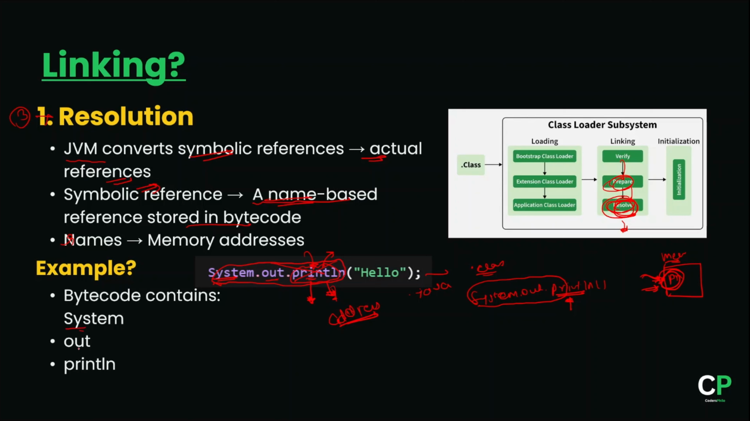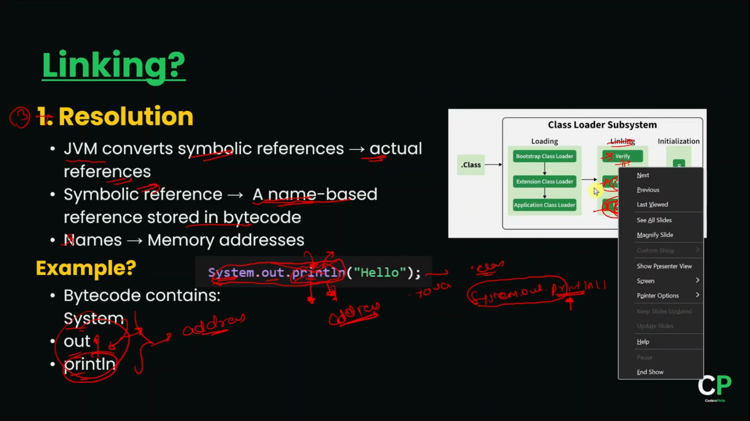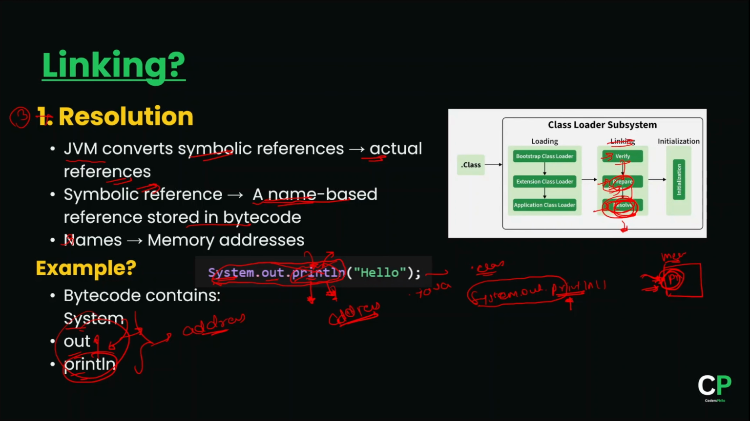So the bytecode contains System.out.println, the println method of the System class. In this phase, this is replaced with the actual memory address where this method is stored. So this happens in the linking phase. Linking consists of three phases: verification, preparation, and resolution. In the verification, the JVM verifies the bytecode. In the preparation phase, it allocates the memory for the static variable and default initializes it. And in the resolution phase, the symbolic reference is replaced with the actual reference.